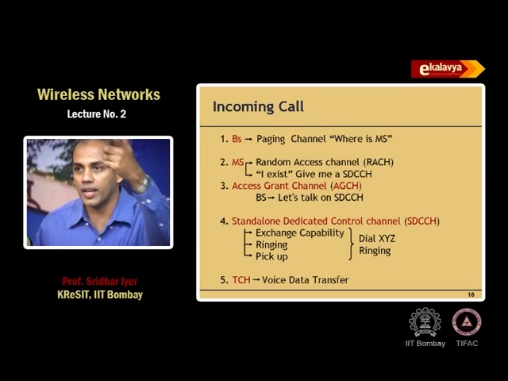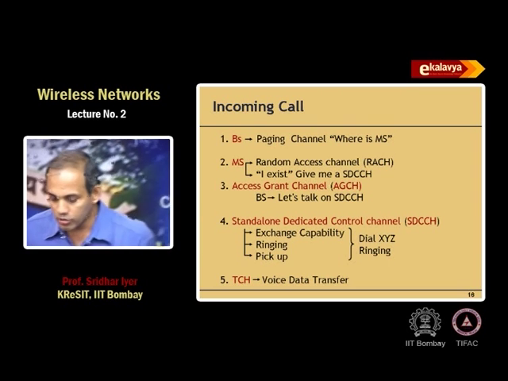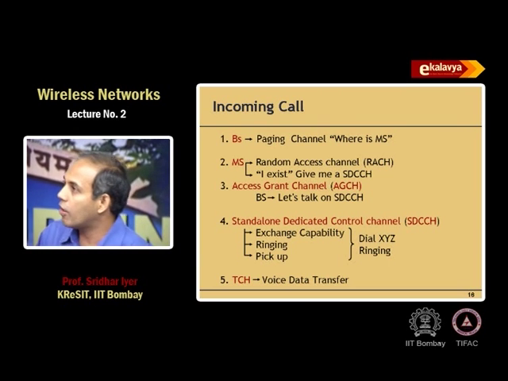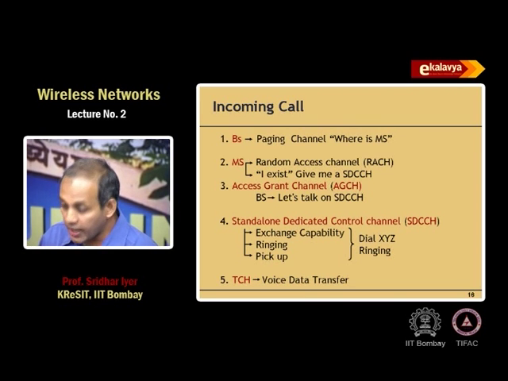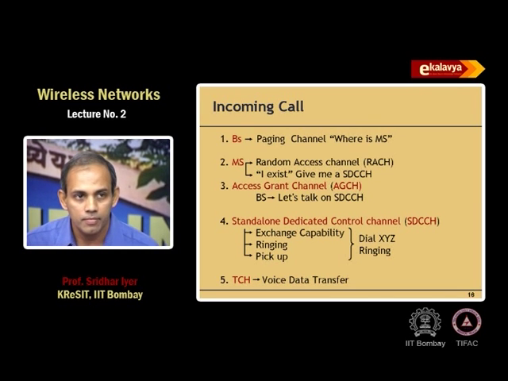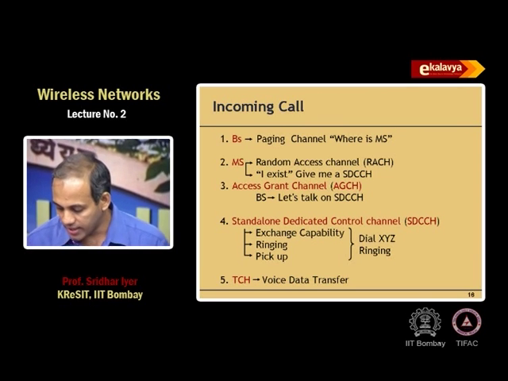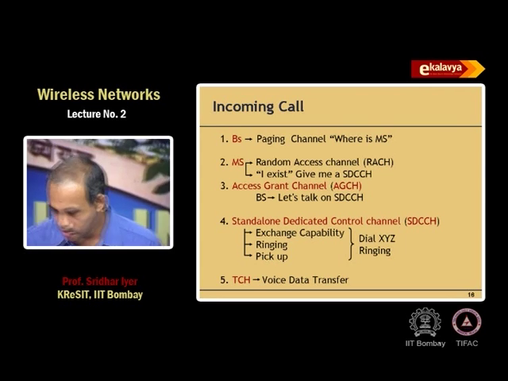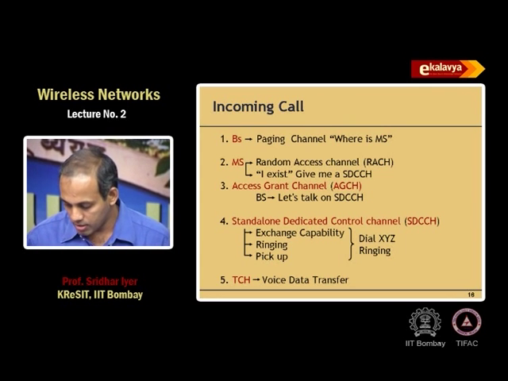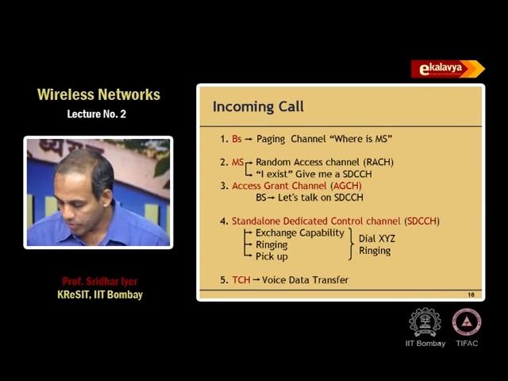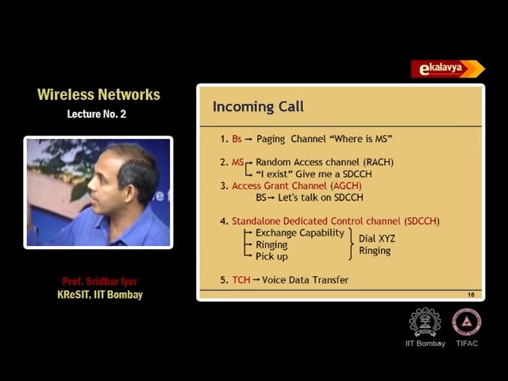Mobile will just send a random access channel message. So the outgoing is actually a subset of the incoming as far as the air interface actions are concerned. Right, is that making sense? Suppose it is outgoing, mobile is going to send a message on the random access channel saying I exist, give me an SDCCH. Okay, that is what it is going to say on the random access channel.